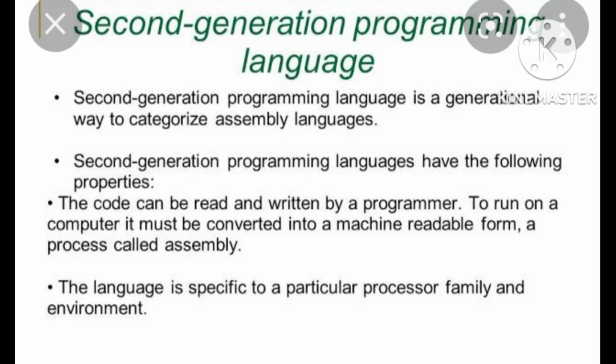Next, second generation of programming language. Second generation programming language is a generational way to categorize assembly languages. Assembly language is a second generation language in which there are certain codes for certain instructions. Second generation programming language has the following properties. The code can be read and written by a programmer to run on a computer. It must be converted into a machine readable form by a process called assembly. The language is specific to a particular processor family and environment. These codes are known as mnemonic codes or processes.